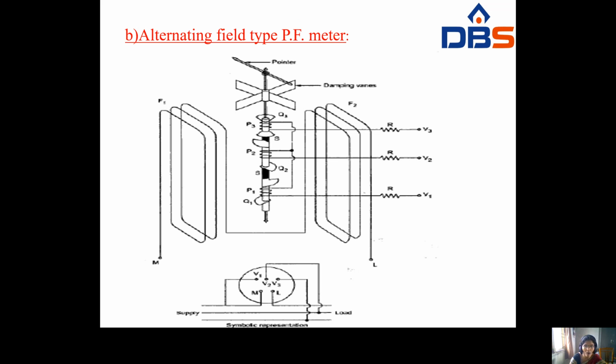The next one is what? In moving iron type power factor meters, we have two types: alternating field and rotating field. Previously we discussed the rotating field. The next one is the alternating field. Here you take three iron pieces, P1, P2 and P3, and you also take the coil C.